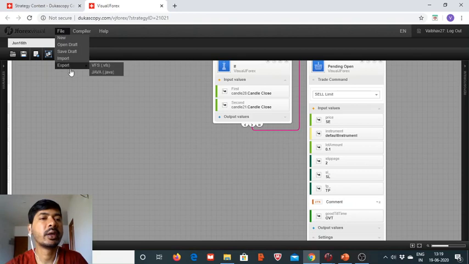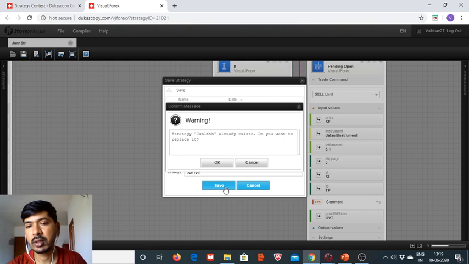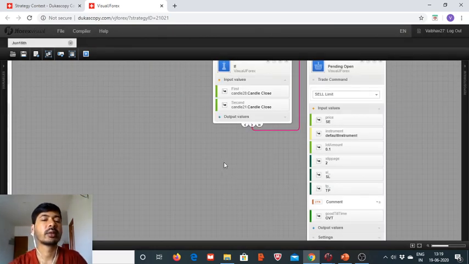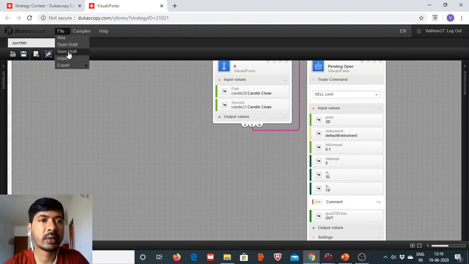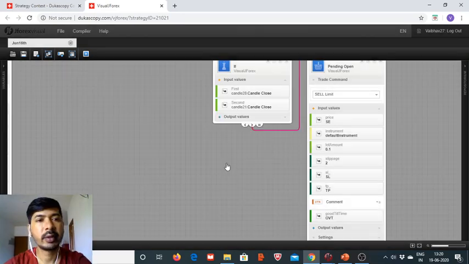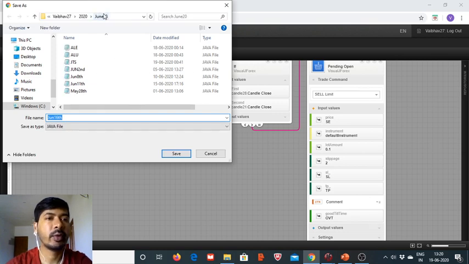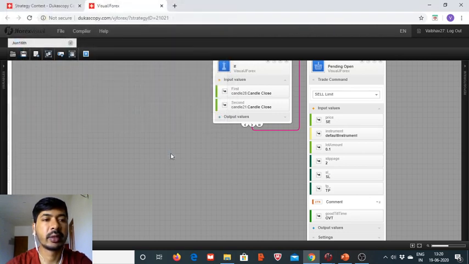So here we save the file, which is named as June 16th, as we started working on June 16th. And then comes exporting it. We export it to a folder and then we import the same file on the JForex platform. So here is June 16.